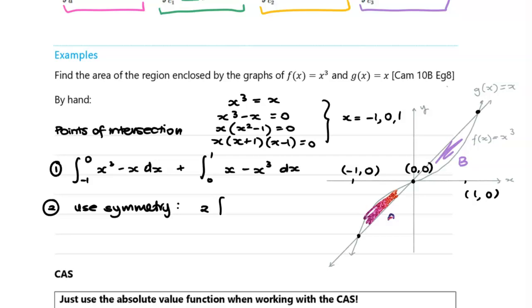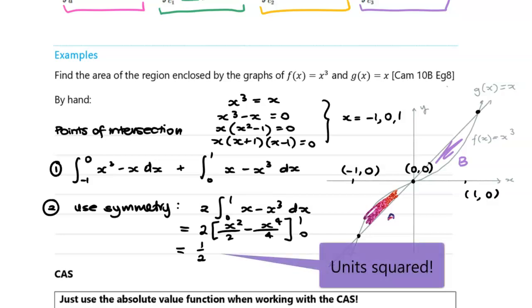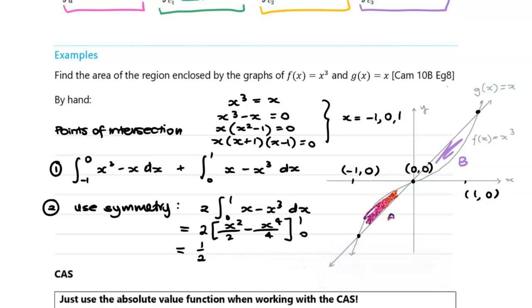You could have 2 lots of one of these, perhaps from 0 to 1, x minus x cubed dx. Regardless of how you do it, you're going to eventually get, let's do this one, minus x to the 4 on 4, 1 to 0, and doing that algebra you should get a half. So really nice. Need to take a little bit of care to notice which function is on top of the other for particular intervals, but it's doable, it really is.